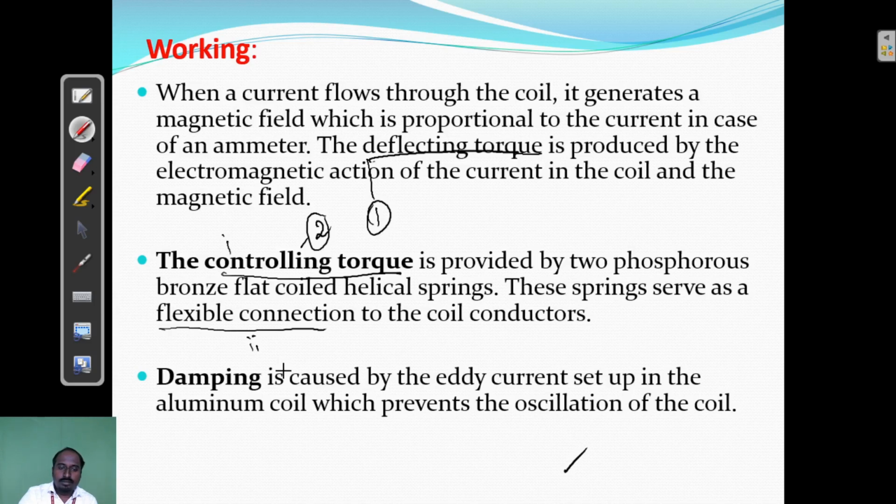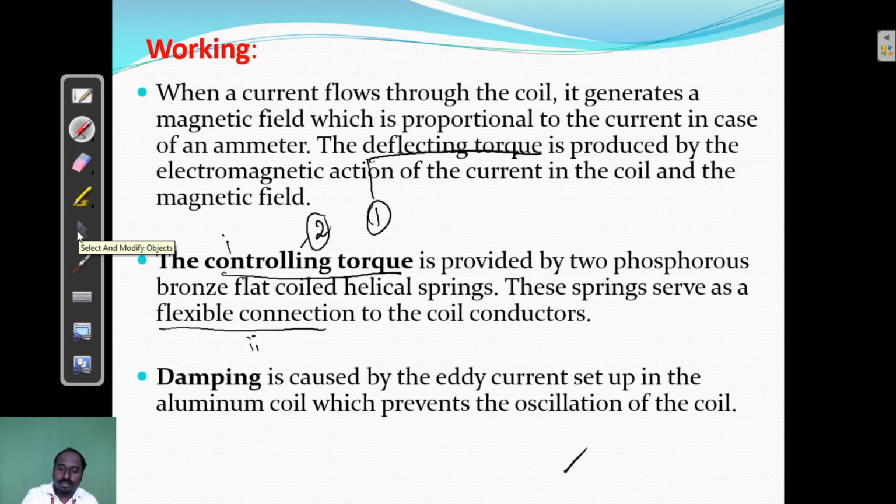Next one is damping. So finally, damping. Damping is caused by the eddy current set up in the aluminum coil, which prevents the oscillation of the coil. As we have seen in the constructional part, the coil is wound on an aluminum material. So eddy current is produced there. The eddy current causes the direction of current in the opposite direction, which in turn damps the motion of the conductor.